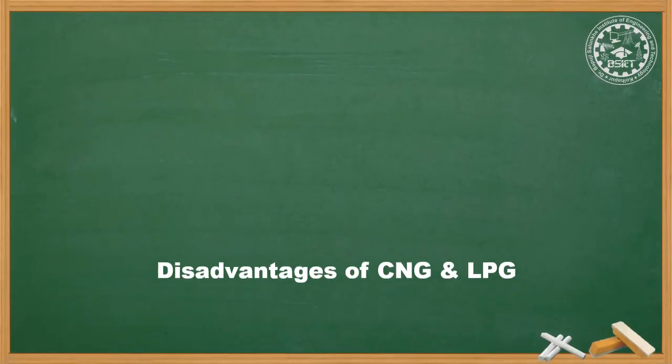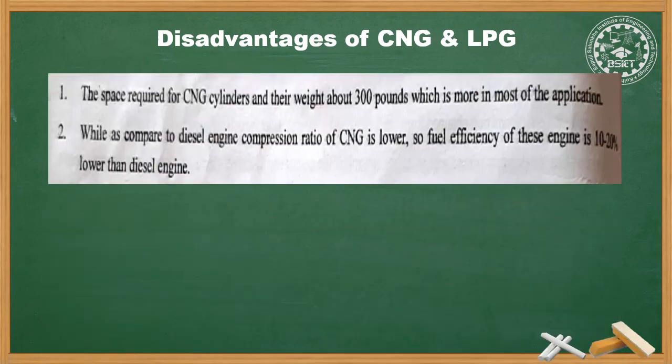The disadvantages are the space required for the CNG cylinder and its weight, about 300 pounds, which is too much in most applications. Compared to a diesel engine, the compression of CNG is lower, so the fuel efficiency of this engine is 10 to 20% lower than the diesel engine.